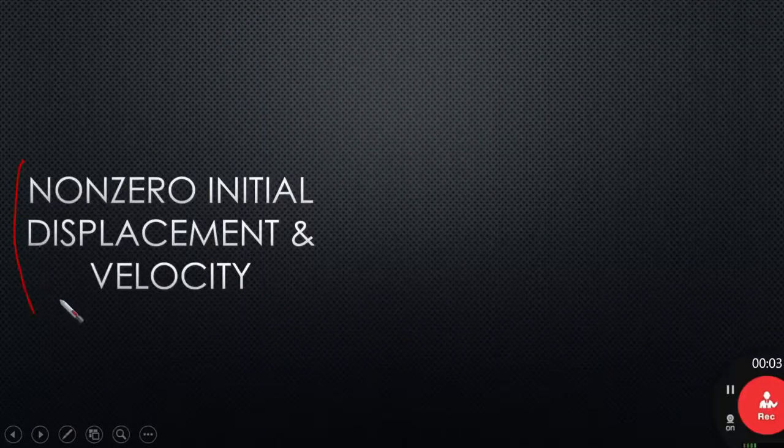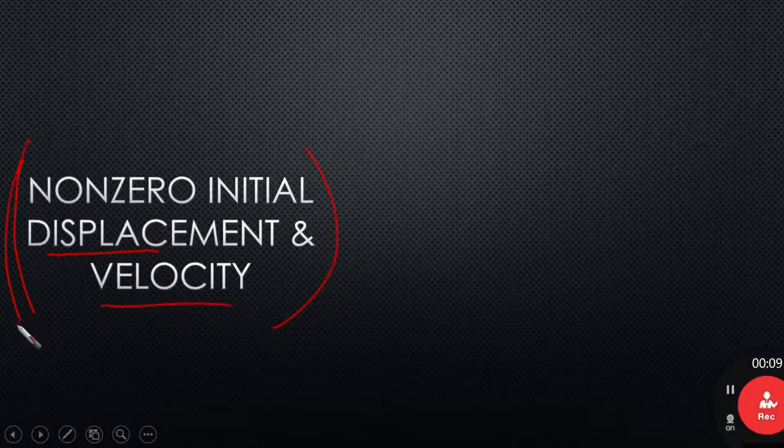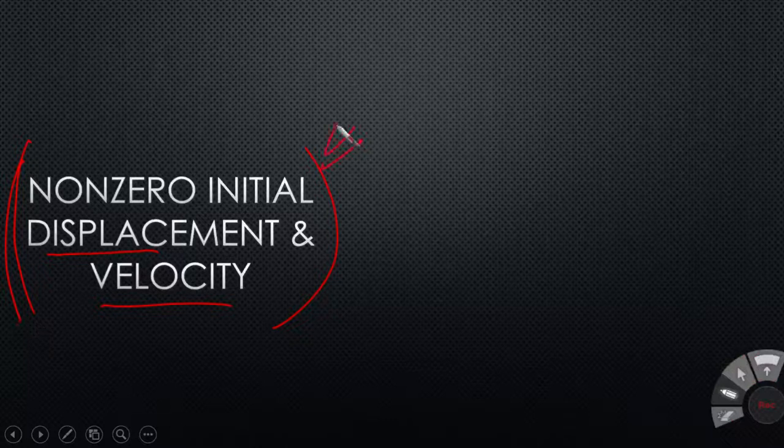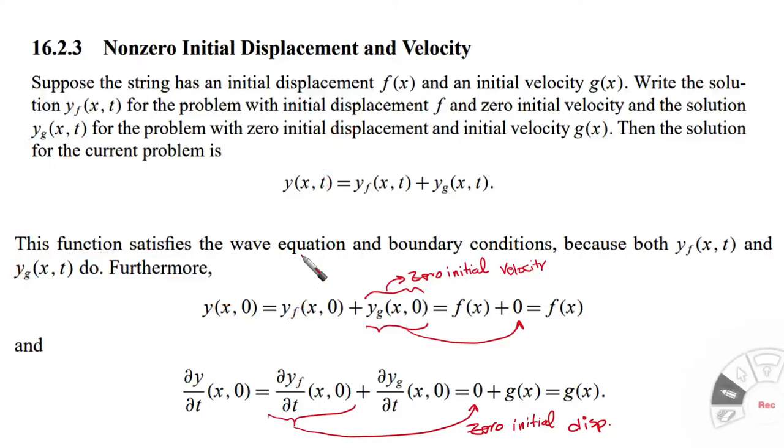Okay, so I'm going to talk in this video about the non-zero initial displacement and velocity. So we are going to have non-zero initial displacement and velocity in our case here. Okay, let's go directly and see how we can understand this. Suppose the string has an initial displacement f of x and an initial velocity g of x.